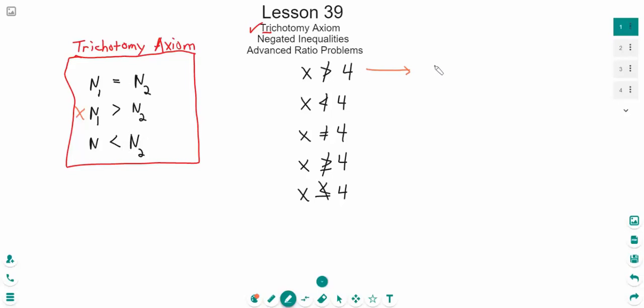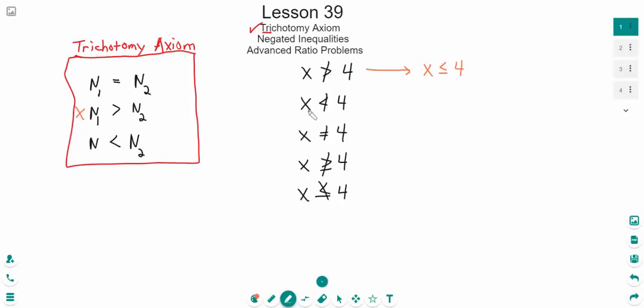So another way to write this would be x is, if it's not greater than 4, it could be less than or equal to 4. Okay? Do you see how that is? I have to include both the less than and the equals because by saying it's not greater than 4, it leaves me with these other two possibilities. All right, let's try the next one.